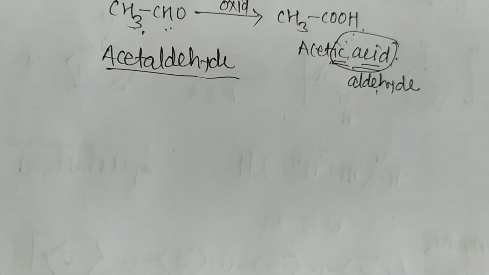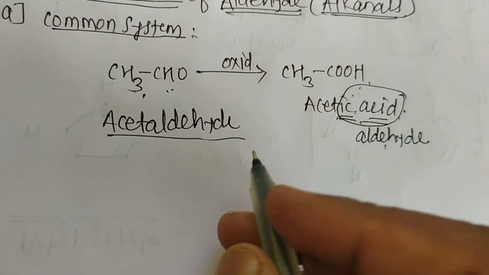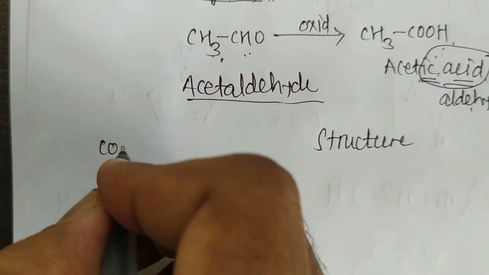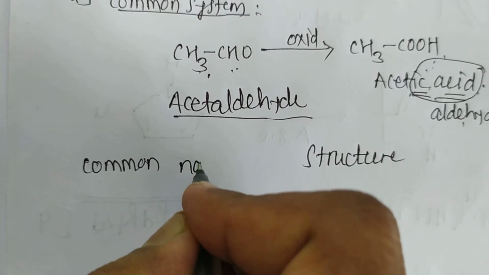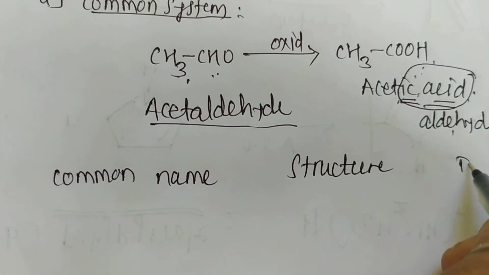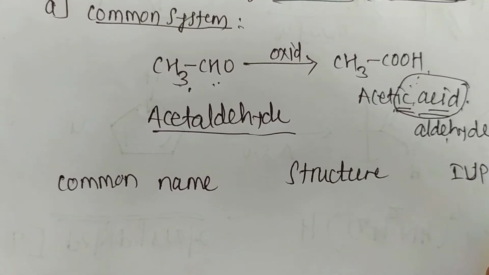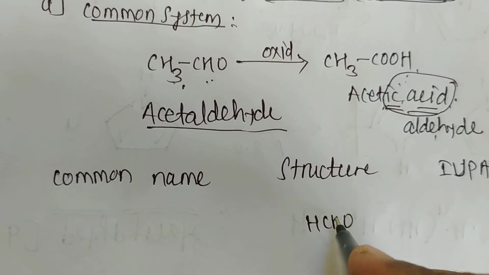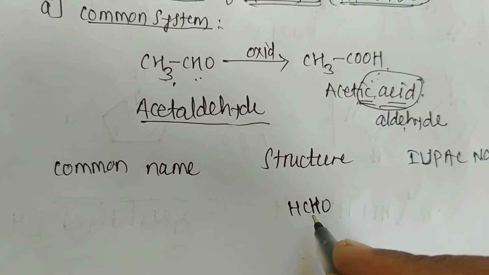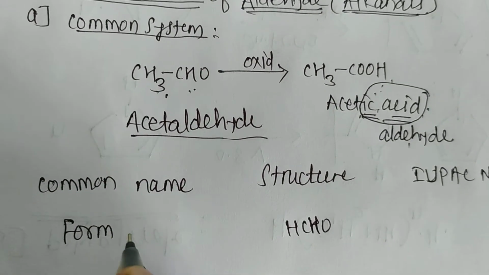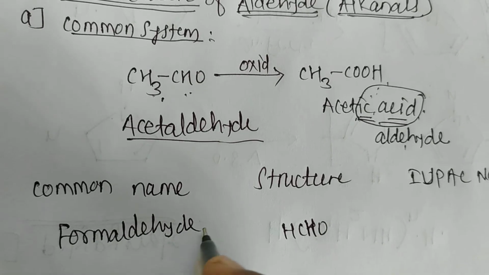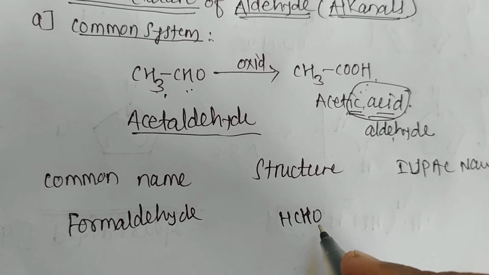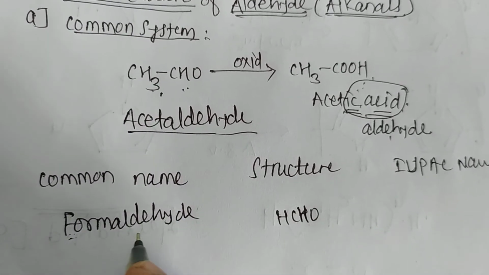Here we will study some examples of aldehyde. Here the structure, here the common name, and here the IUPAC name. Suppose this is formaldehyde. When it undergoes oxidation, then we obtain formic acid. The ic acid from formic acid is replaced by aldehyde, and here we obtain formaldehyde.